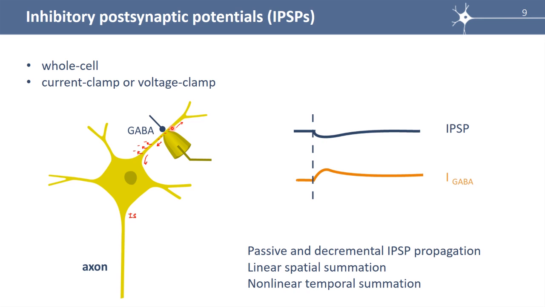So you need a lot of GABAergic synapses, especially when they are in the dendrites, to obtain a significant hyperpolarization of the membrane here at the axon initial segment. They sum up the same way as EPSPs. You can have a linear summation when the synapses are on different dendritic branches, and you get the geometric sum of the two or many IPSPs.